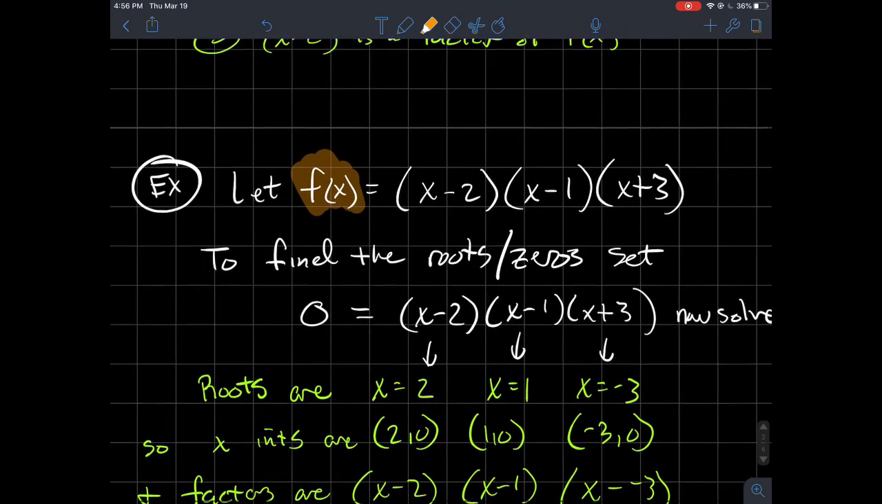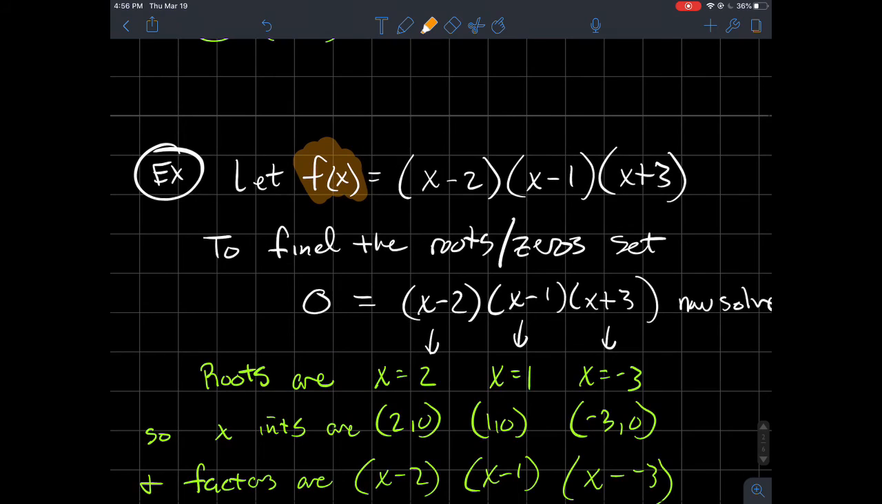And then also what you need to know is that that stuff tells you that x minus 2 should be a factor of your function, which it is. It's how it's given to you. Similarly, x minus 1 should show up as a factor, and x plus 3 should show up as a factor of your function. So all three of these things are information that you know.